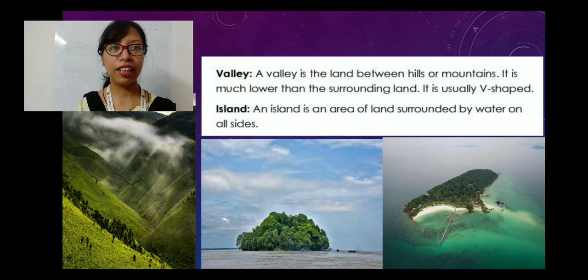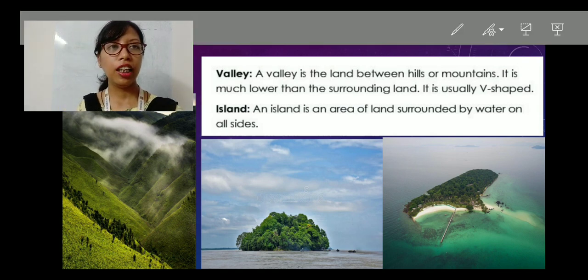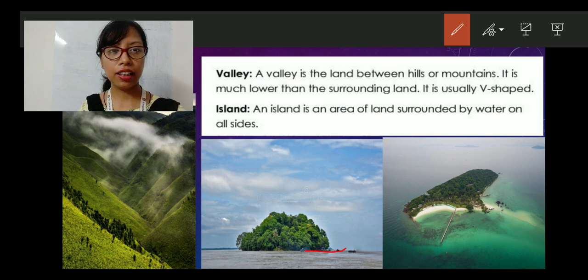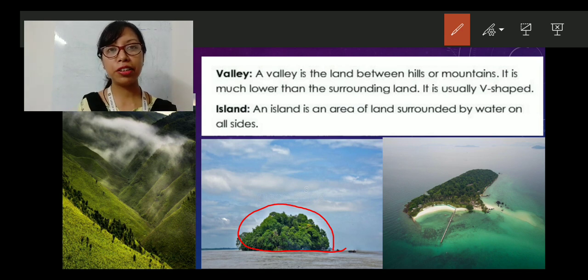An island is an area of land surrounded by water on all sides. Now I have given here two pictures. One is the river island. Here, this is the island, and it is being surrounded by water on all sides. Now this is the famous smallest riverine island, that is our own Umananda. You have heard about Umananda? Yes, that is the world's smallest river island, Umananda.